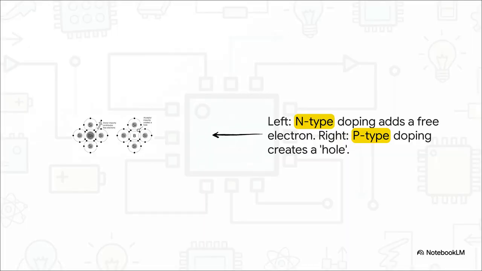If we add an impurity that has an extra electron to spare, we get what's called N-type material, for negative. But if we use an impurity that's missing an electron, it creates a hole, basically a spot where an electron should be. And that's called P-type material, for positive. A BJT transistor is really just a sandwich of these materials, layered as either NPN or PNP.